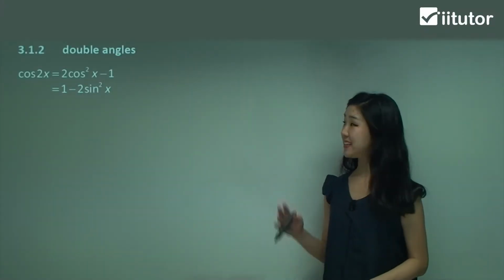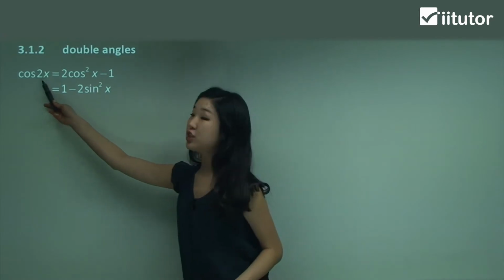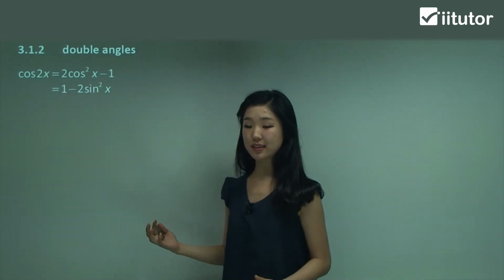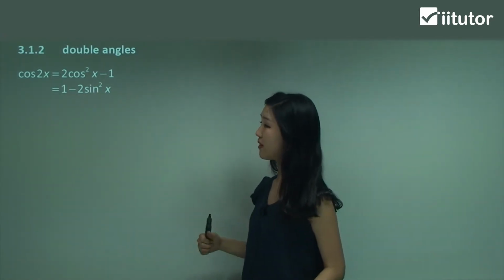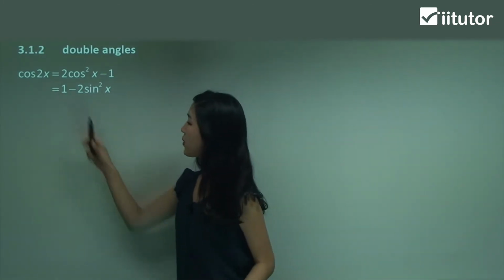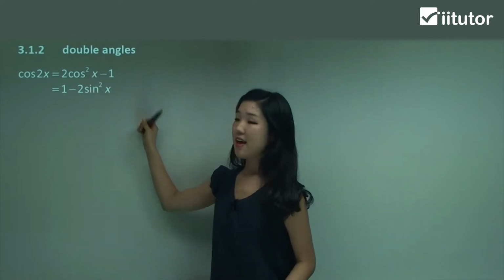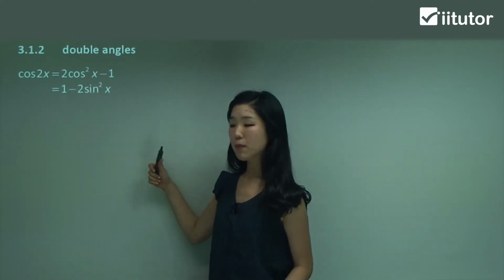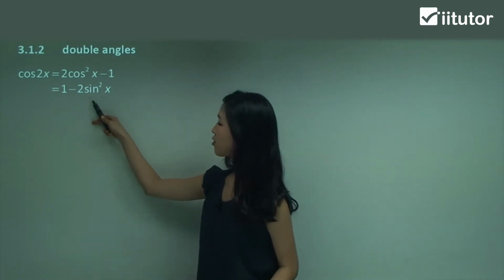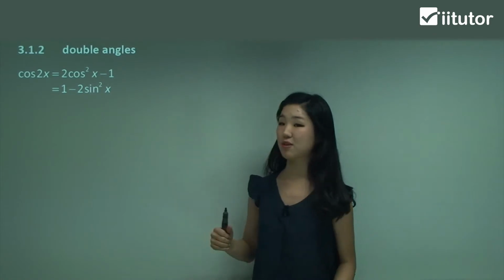Okay, now we're going to look at double angles, and this is when we have cos 2x. We have other identities for sine and tan, but more specifically, I'm going to focus on the cos one. So cos 2x equals 2 cos x squared minus 1, and that's one property. We have another property that says 1 minus 2 sine x squared. There's two properties for cos 2x.